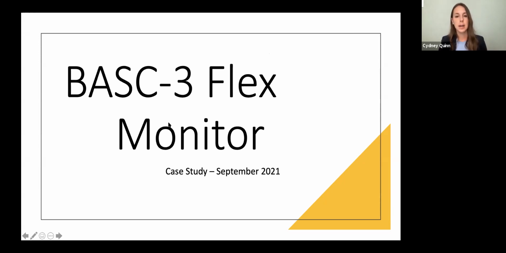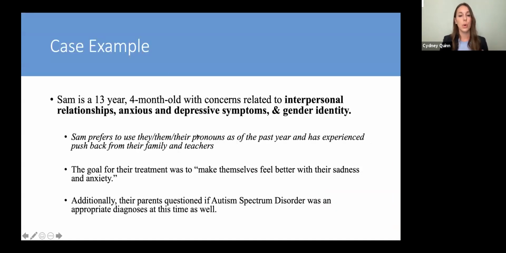So to get started, we'll just kind of give you a background here on our case. So our case here is about Sam. Sam is a 13-year-old. Sam had concerns related to their interpersonal relationships.